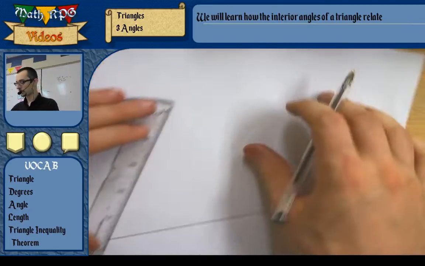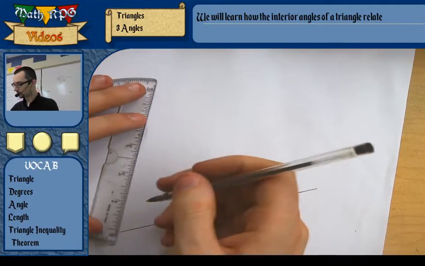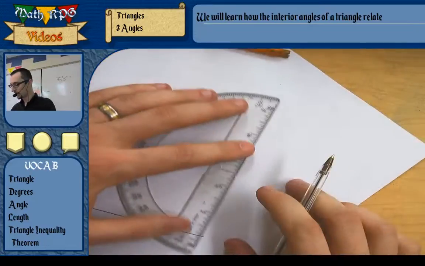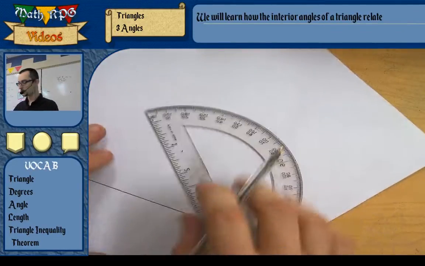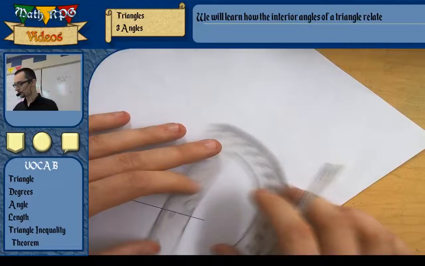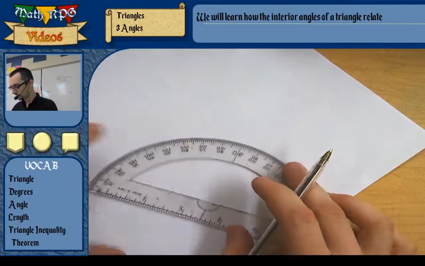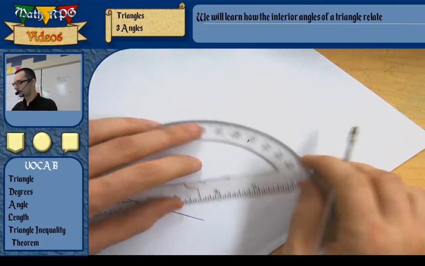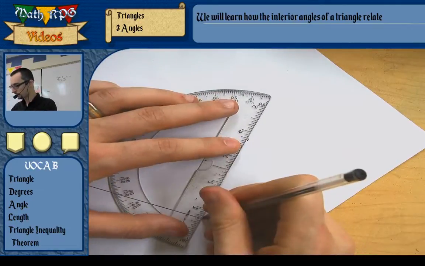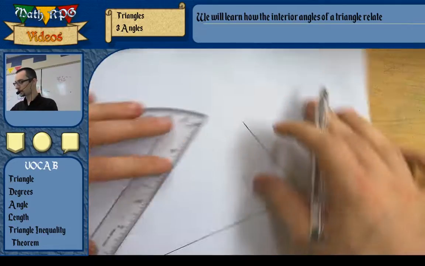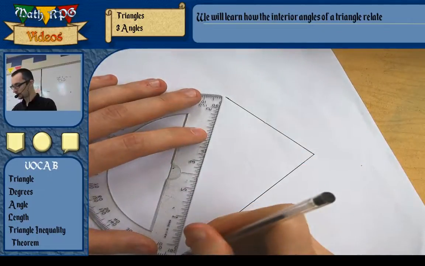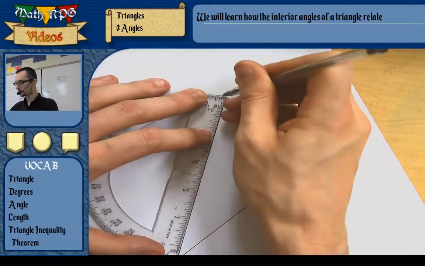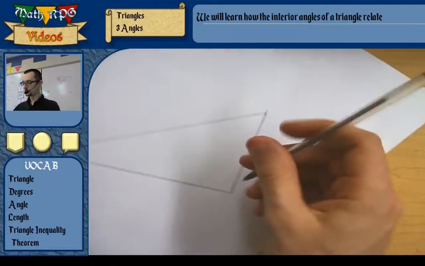I'm going to draw 3 different kinds of triangles. One triangle I'm going to draw has a 90-degree angle, right? In fact, I can make sure of that by using my protractor. If I put this right here, and I make it go up to exactly a 90, this is called a right triangle. We call it a right triangle because one of the angles is 90 degrees, which is a right angle. Okay, so this is called a right triangle.